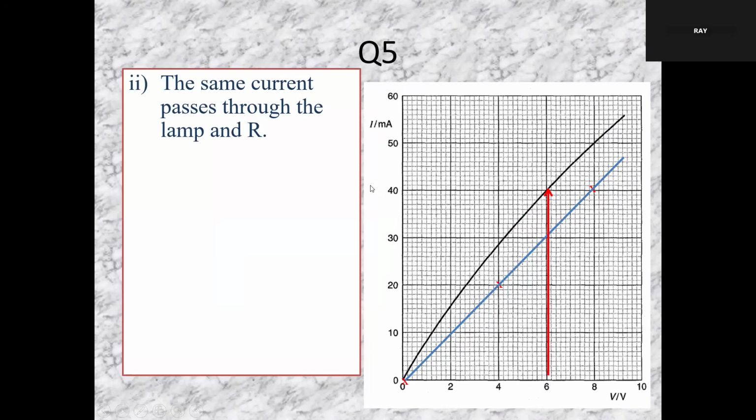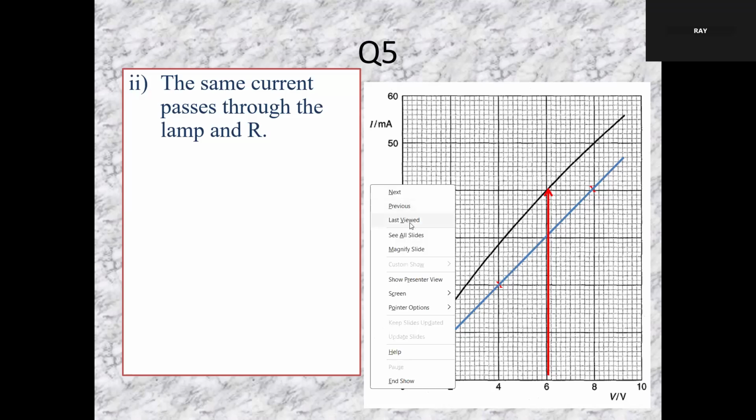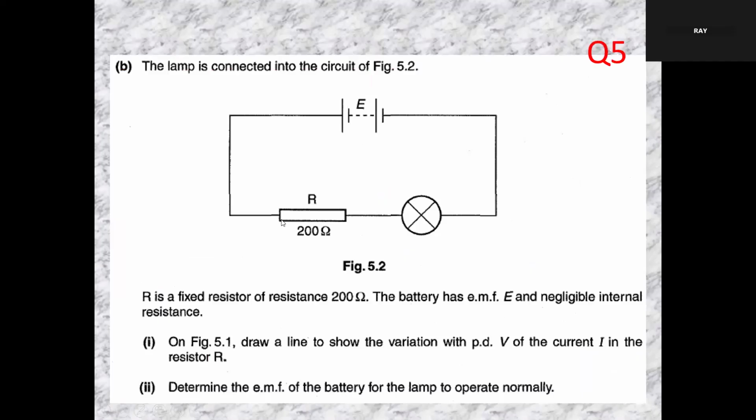The same current passes through the lamp and R, right? Just to review with you, what is the picture? It's in series. They tell you the same current is passing through both of them.